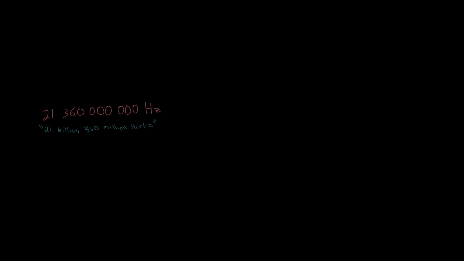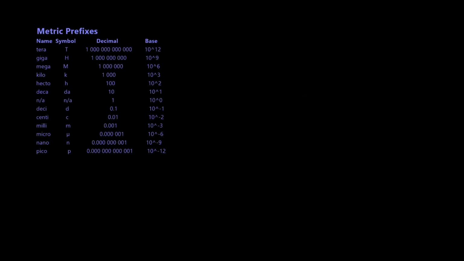21,360,000,000 is much greater than 1,000, so we apply a metric prefix, giga, and this allows us to write the number as 21.36. As you can see, it's between 1 and 1,000. The conversions for a non-prefixed unit to a prefixed unit work on the same principles as discussed earlier.